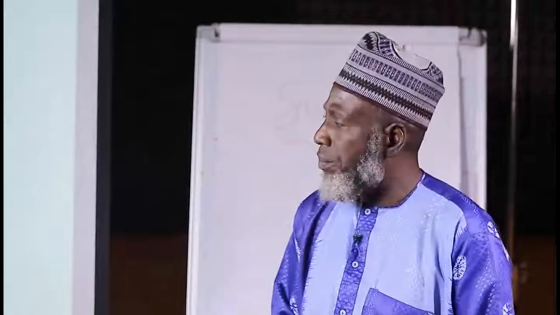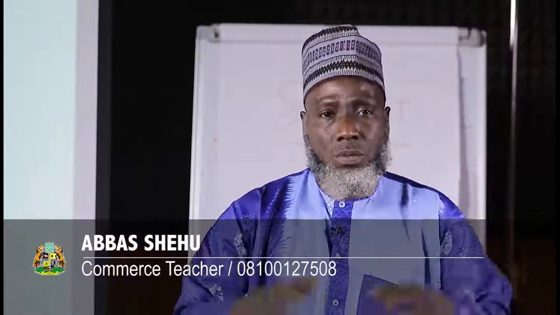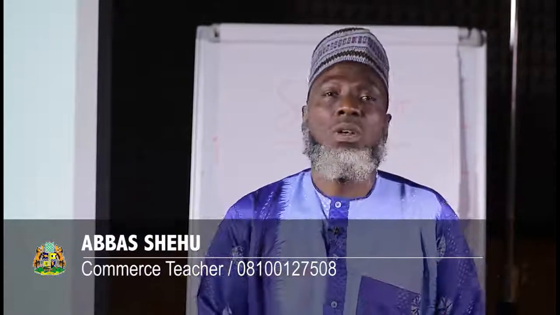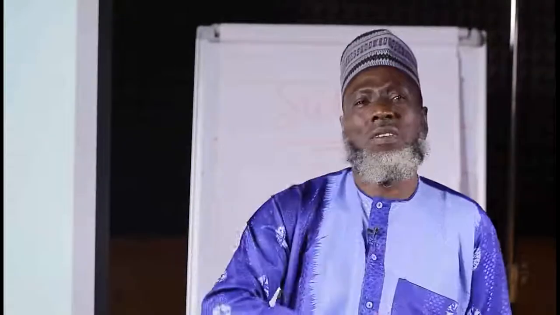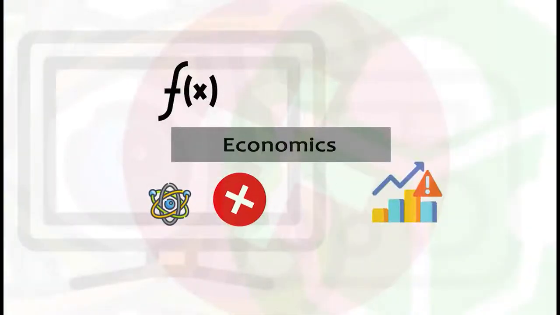And the last one we have here is difficulty in storing wealth. No means of storing wealth. You may produce large products, but if you don't have where to store them, it becomes a problem. So these are the problems associated with trade by barter that necessitated the issue of money as a means of making payment.